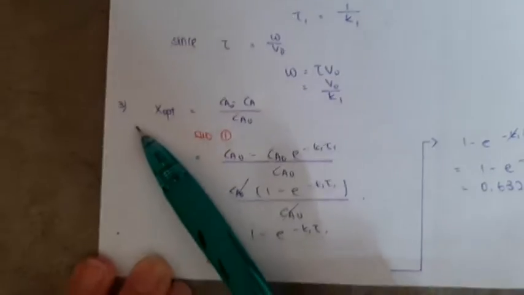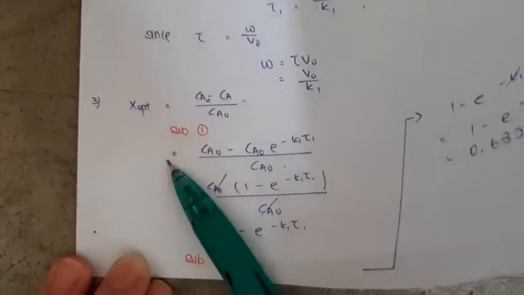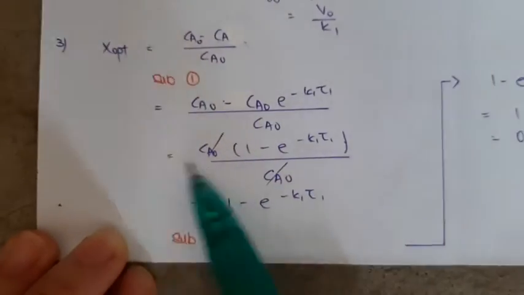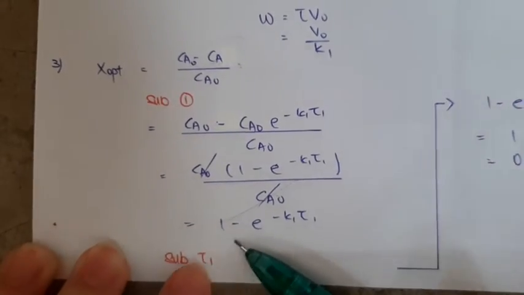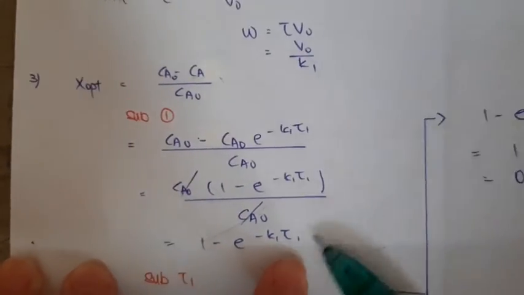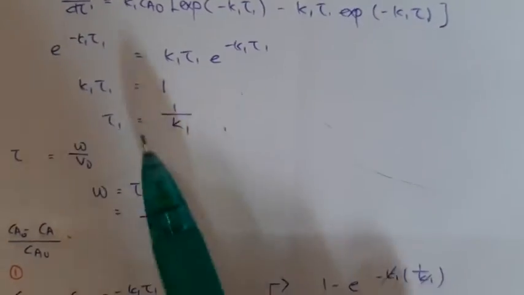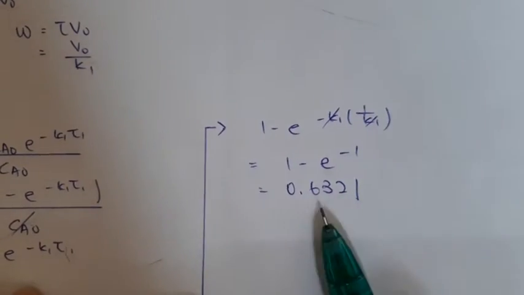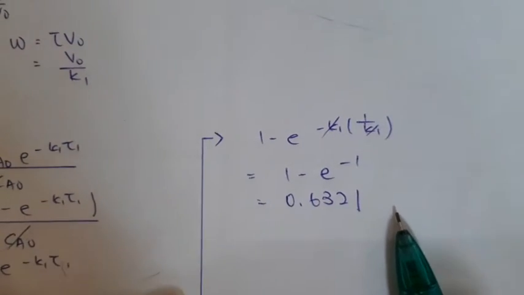For the X optimal, it is Ca0 minus Ca over Ca0. The Ca here we can get from the first equation we found just now, the mole balance on A. After that we get this one, and then we rearrange and cancel. So finally the answer will be 1 minus e to the power of negative K1 tau 1. We substitute the tau 1 with what we found just now. So finally the answer will be 1 minus e to the power of negative 1, which is 0.6321. This will be the X optimal for the reaction.